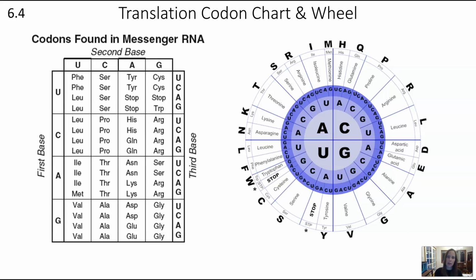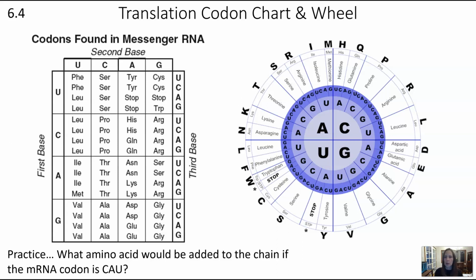We either use a codon chart, which you see on the left, or a wheel, which you see on the right. And we take that codon, which has 3 nucleotides of the RNA, and we think, what is the first one, what's the second one, what's the third one, and we use these tools to figure out which amino acid that corresponds to. So let's practice this.